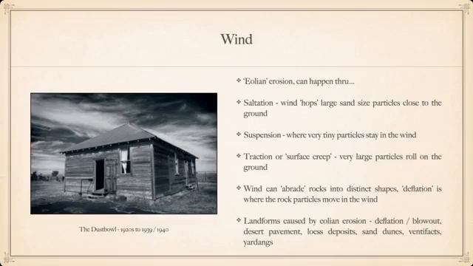So there are lots of different landforms caused by aeolian erosion. There's deflation or blowout, desert pavement, loess deposits, sand dunes, ventifacts. There are things called yardangs, which the Sphinx in Egypt is actually an example of.